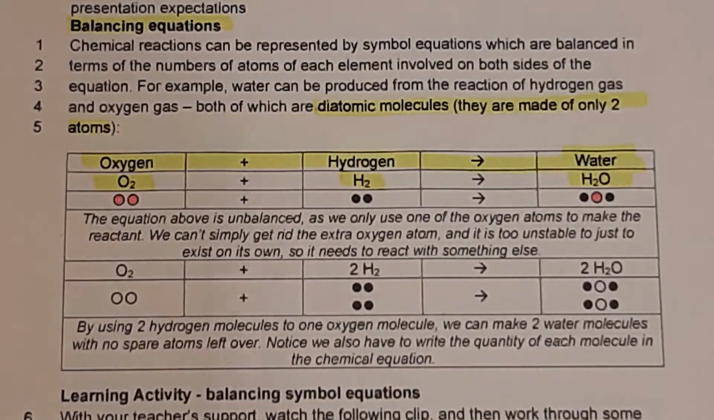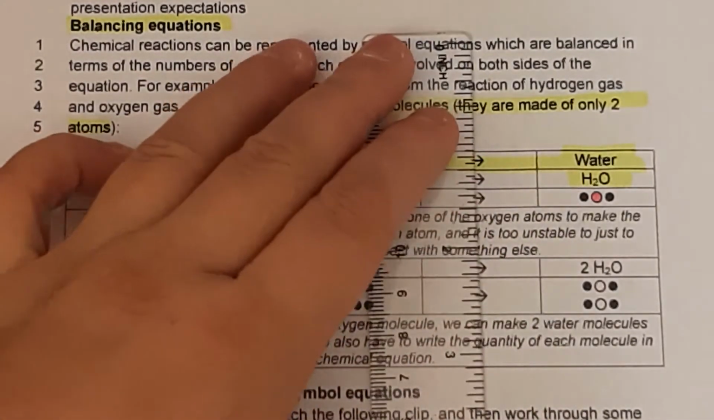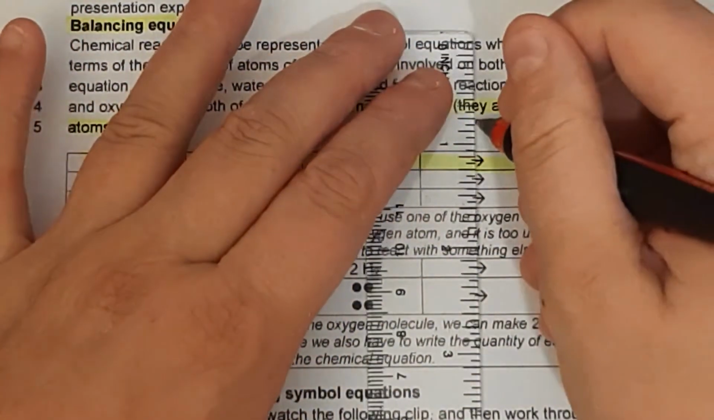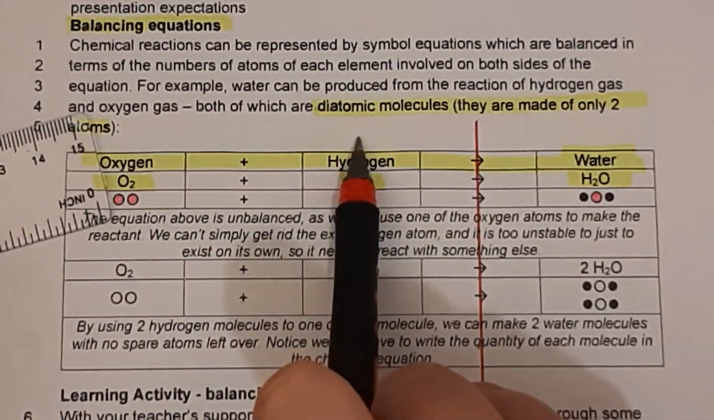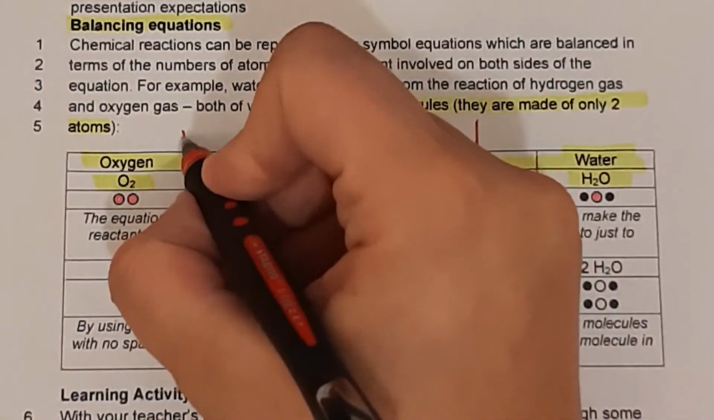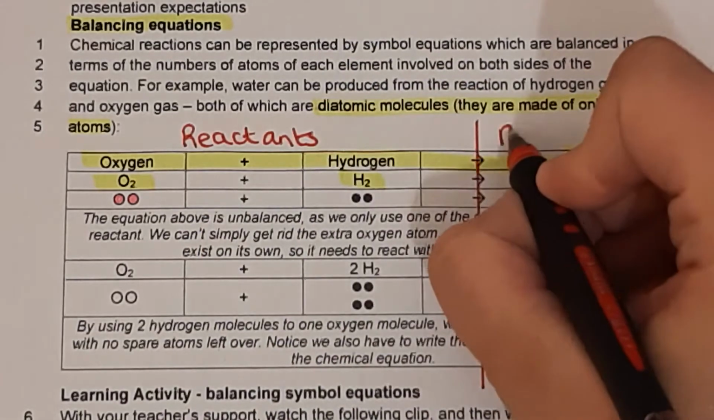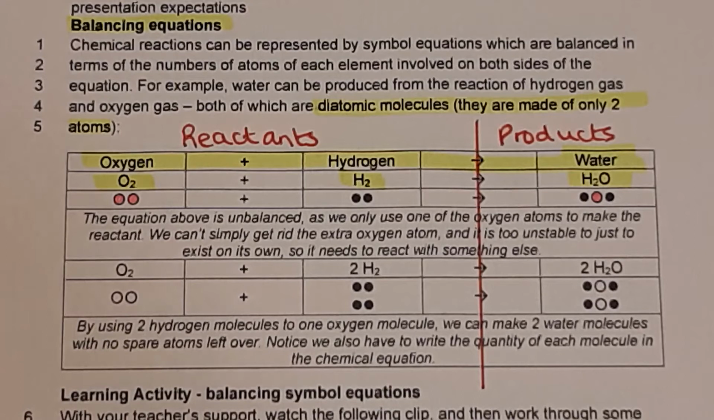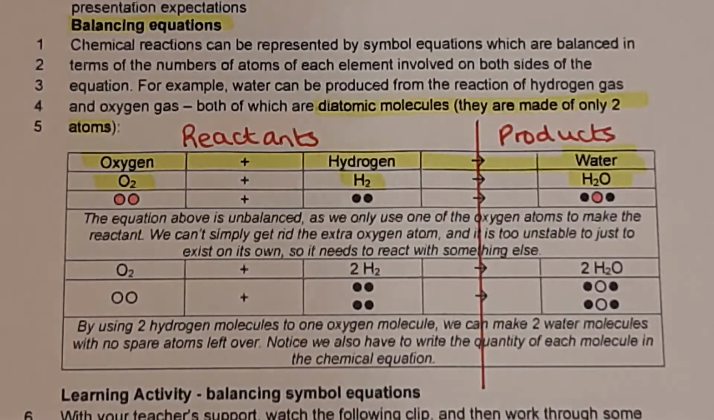Now, to check if it's balanced, we need to find the arrow. Okay. And I strongly recommend drawing a nice, obvious line between the two. Okay. So, this is the reactants and this is the products. I'd like you to label that too. Now, remembering our law of conservation of mass, there must be the same amount of atoms before the reaction as after the reaction. So let's check.